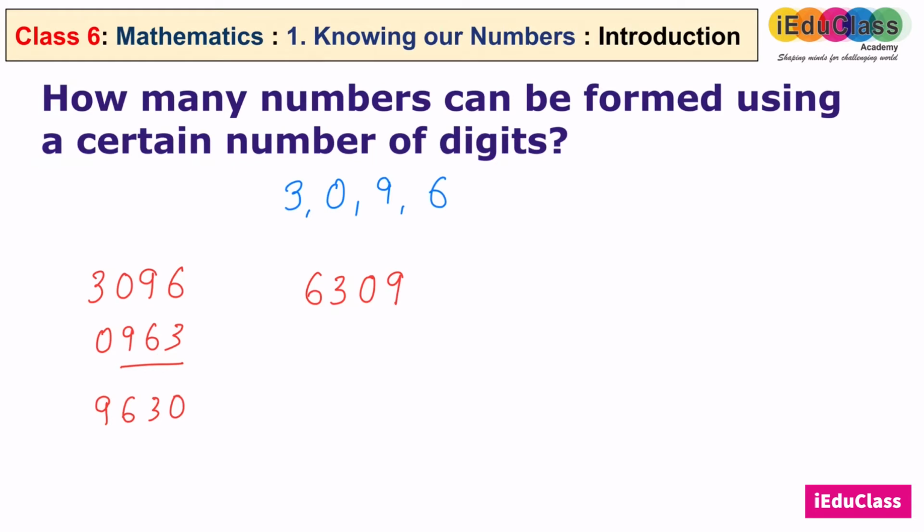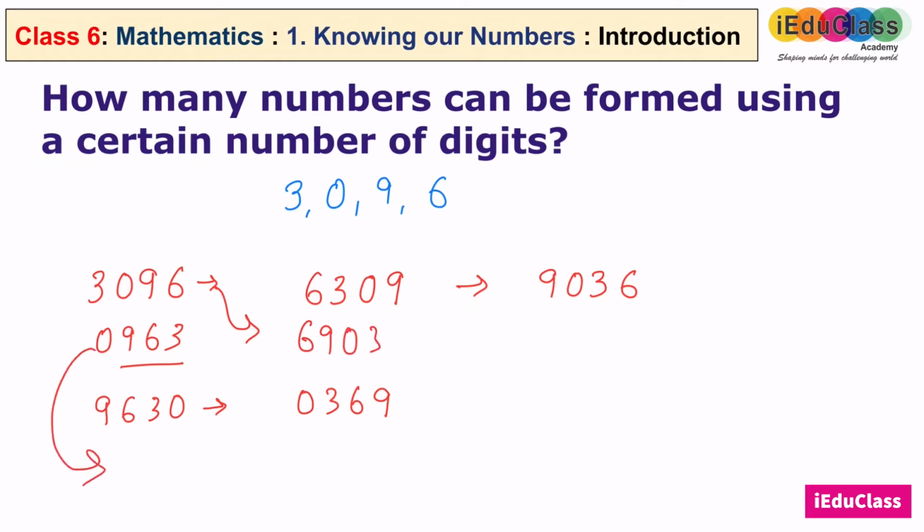Okay, you can see. Just reverse all the numbers. For example, if I'm reversing this 9036, if I reverse this 0369, if I reverse this 6903, and if I reverse the last one 3690. So many numbers you can form using the given digits.